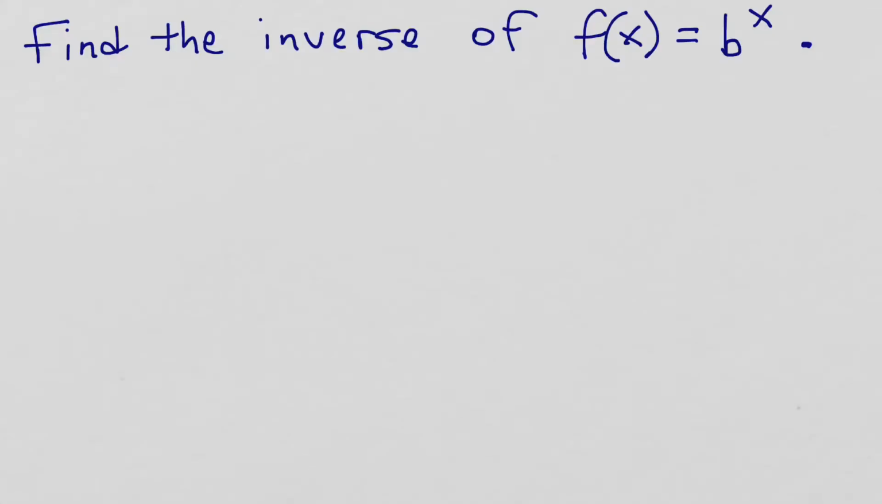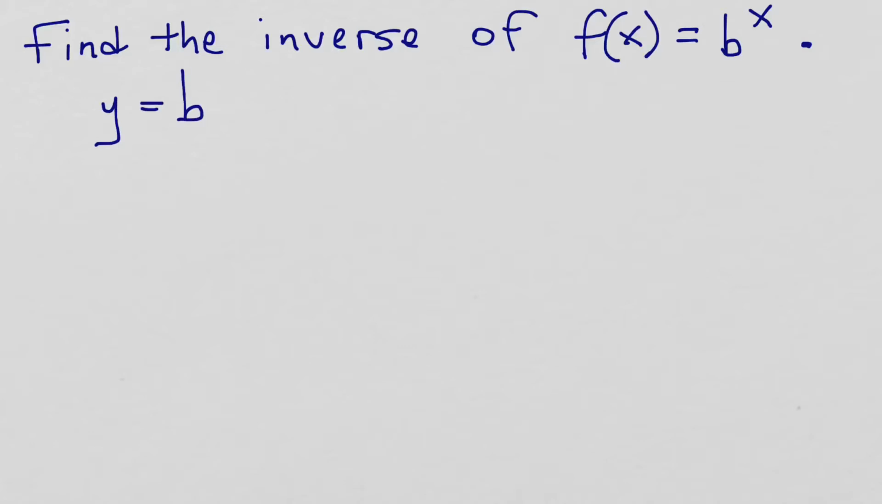So the first exercise I want to run through is the steps you would go through to find the inverse of the function f of x is equal to b to the x. From what we know about how to find inverse functions, the first thing that we do is instead of calling the function f of x, we're going to call it y is equal to b to the x. So that's step one. Make sure you're taking notes on this.